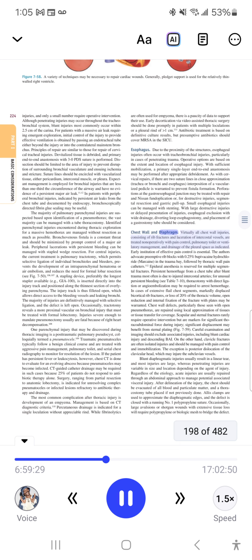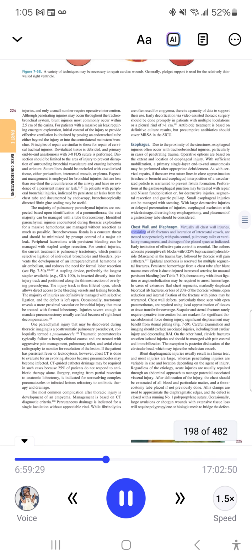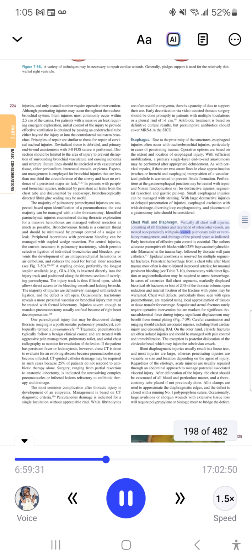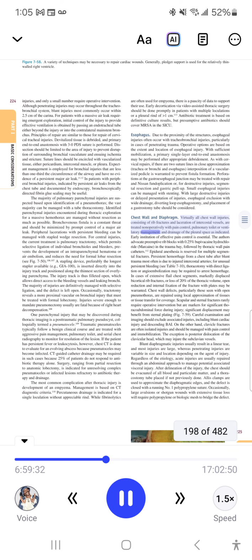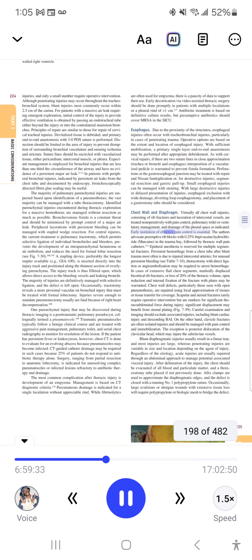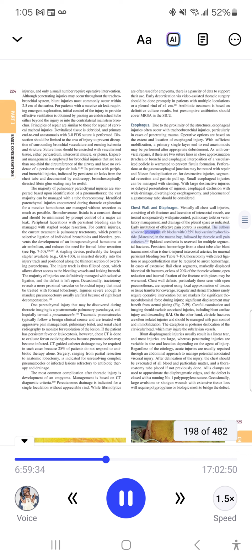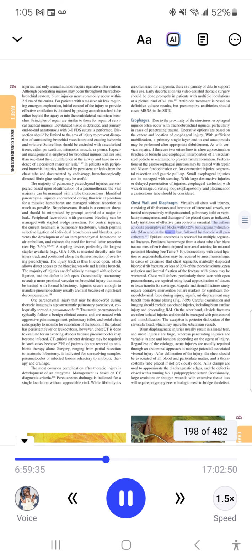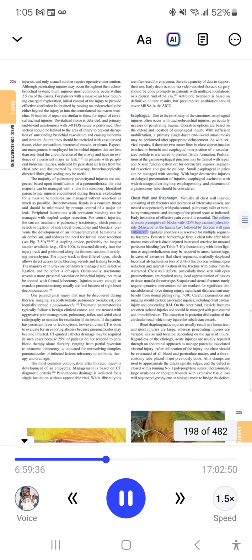Chest wall and diaphragm. Virtually all chest wall injuries, consisting of rib fractures and laceration of intercostal vessels, are treated non-operatively with pain control, pulmonary toilet or ventilatory management, and drainage of the pleural space as indicated. Early institution of effective pain control is essential. The authors advocate preemptive rib blocks with 0.25% bupivacaine hydrochloride (Marcaine) in the trauma bay, followed by thoracic wall pain catheters. 112. Epidural anesthesia is reserved for multiple segmental fractures.